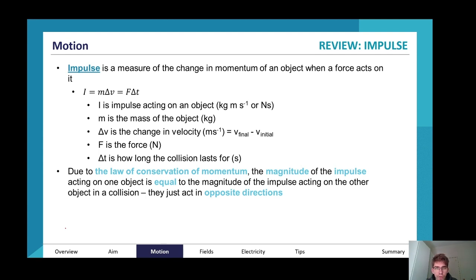Now, due to the law of conservation of momentum, the magnitude of the impulse acting on the object is equal to the magnitude of the impulse acting on the other object in a collision. The only difference is that they act in opposite directions.